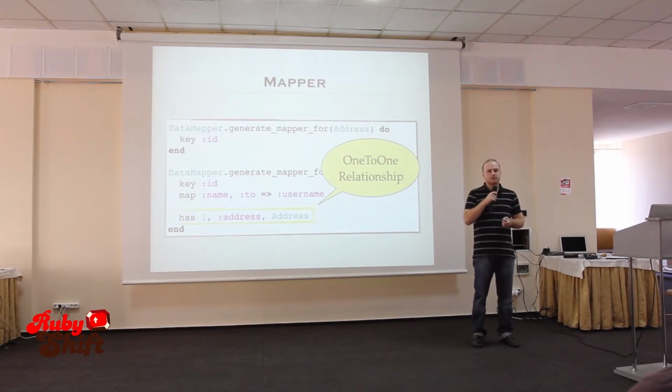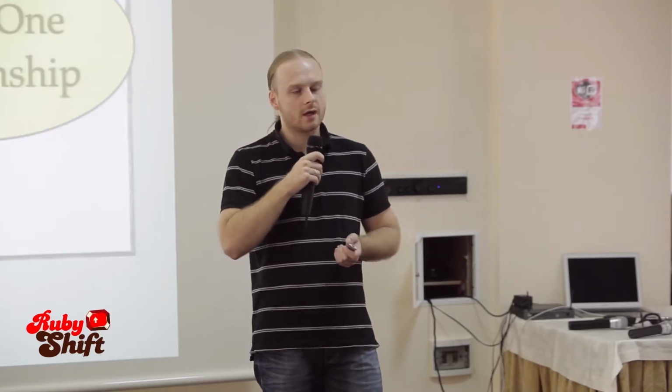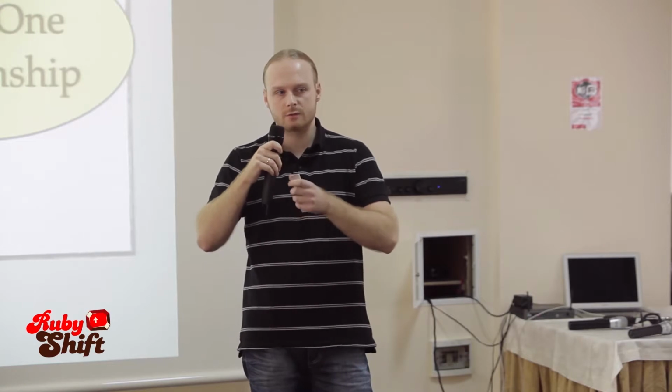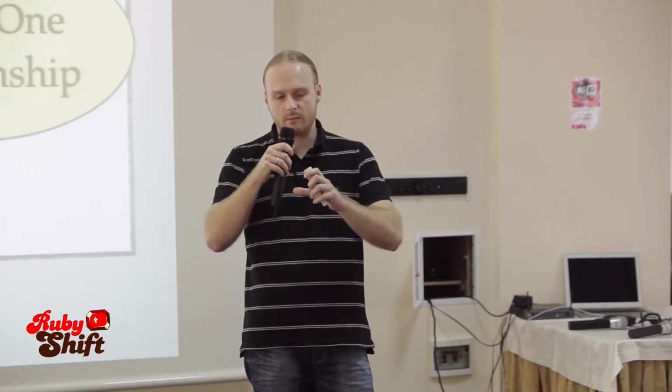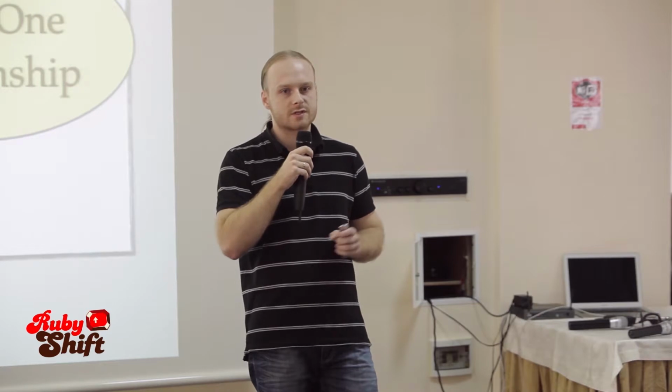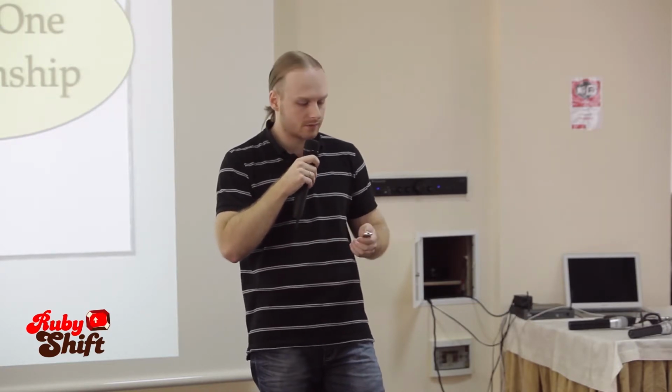So this is the main difference, one of the main differences between Active Record and DataMapper, that you configure persistence-related stuff in the mapping layer. You don't have any persistence details in your domain object.